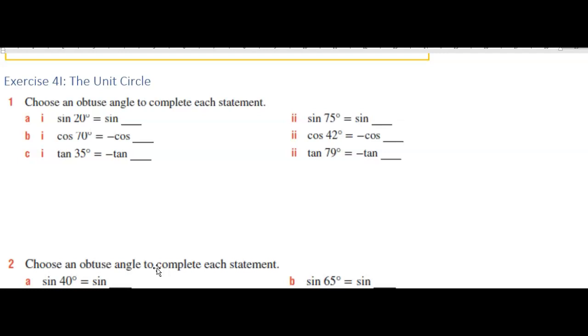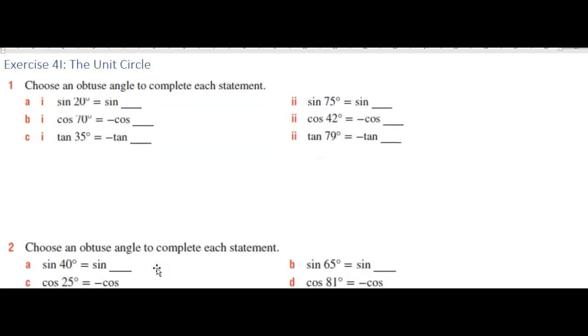For every question, I'll refer back to the theory when I need to. Okay, so question 1, it says choose an obtuse angle to complete each statement. An obtuse angle is between 90 and 180 degrees.